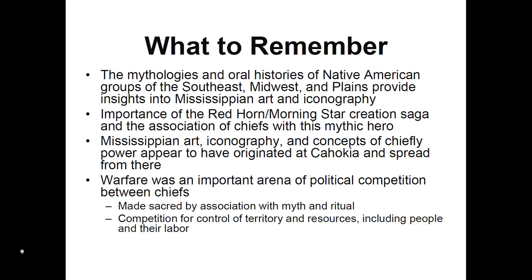I am the chief because I am descended from this nearly God, this very important supernatural being that founded our way of life. Mississippian art, iconography, and the concepts of chiefly power appear to have originated at Cahokia and then spread from there, spreading through exchange, and most likely the exchange not just of the ritual objects and paraphernalia, but the exchange of people that went with them, people moving and intermarrying into the elites within neighboring communities, slowly transmitting these ideas. In some cases, they may have been recruited.